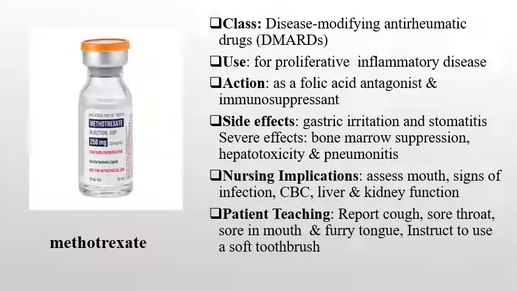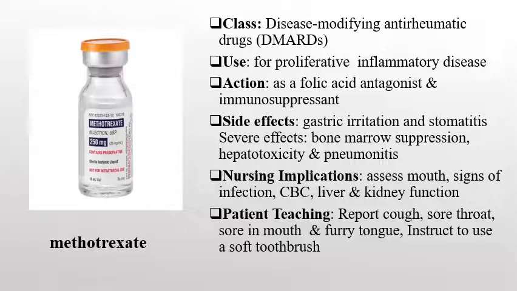Another DMARD drug is methotrexate. Methotrexate is used in a lot of different disease processes. It's used in proliferative inflammatory diseases, cancers, leukemias. It's an immunosuppressant. It's used in kidney implants and severe psoriasis and rheumatoid arthritis. It's also used as an abortion drug. It's a folic acid antagonist and an immunosuppressant.